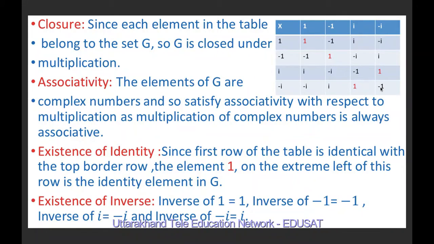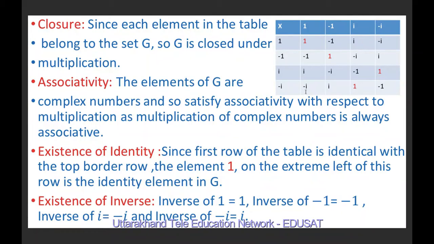Now we come to the properties of group. Since each element in the table belongs to the set G, G is closed under multiplication. We have seen that all the elements of this composition table are the elements of G. The elements of G are complex numbers, so they satisfy associativity with respect to multiplication, as multiplication of complex numbers is always associative.